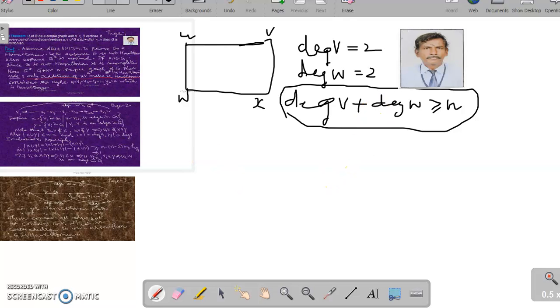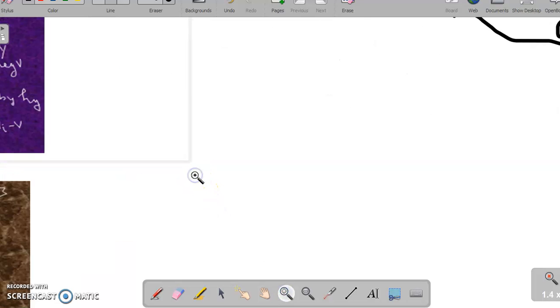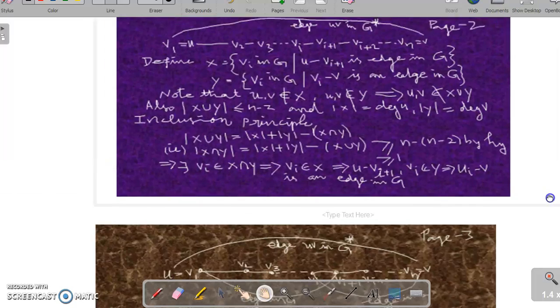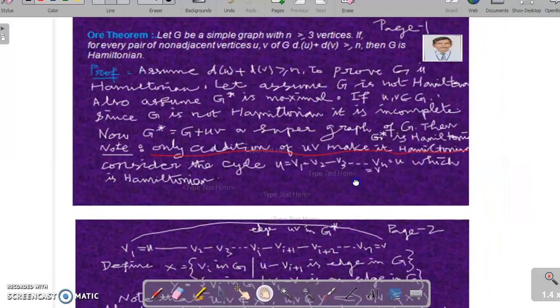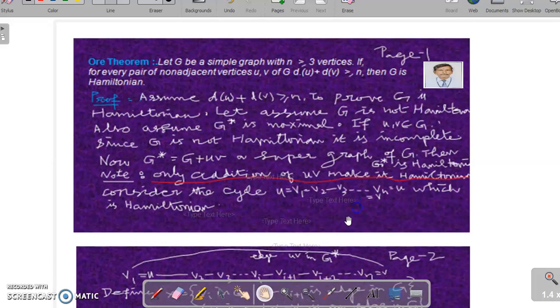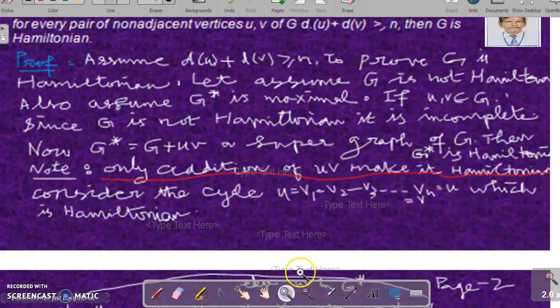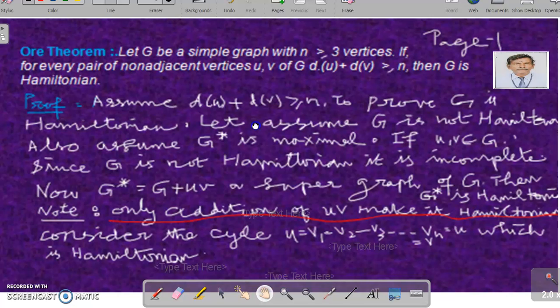Okay, so let us see that particular theorem now. Let me take that expansion for you, and we can bring here the theorem. The theorem says like this. Now, look at the theorem here.